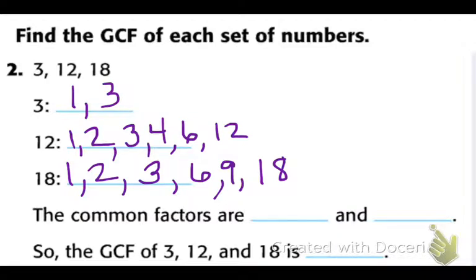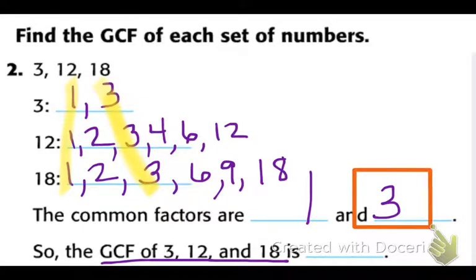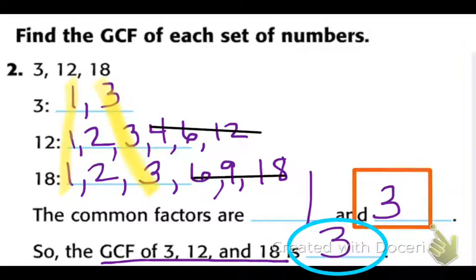Step number 2. Well, I listed the factors. Now I got to find the ones they share. Well, they all have 1. They don't have 2. Oh, look, they do have 3. So the common factors are 1 and 3. Now I can solve. What's the greatest common factor of those 3 numbers? Well, the biggest number that they share is 3. Is it reasonable? Yes, it's reasonable because if you look above, no other factors are shared. So 3 is the greatest common factor.